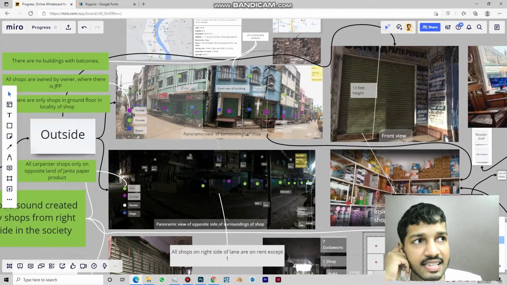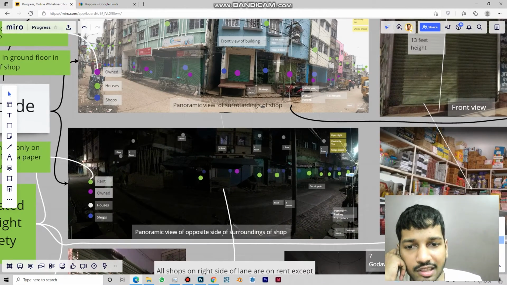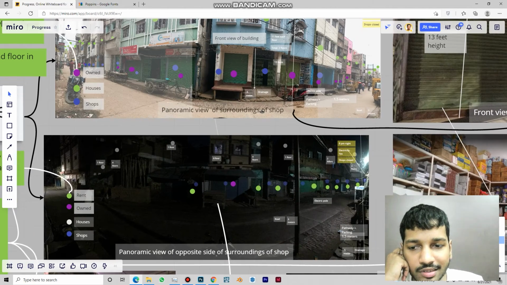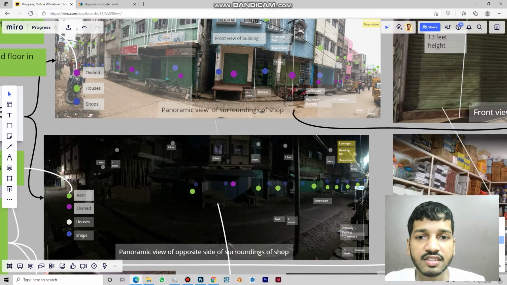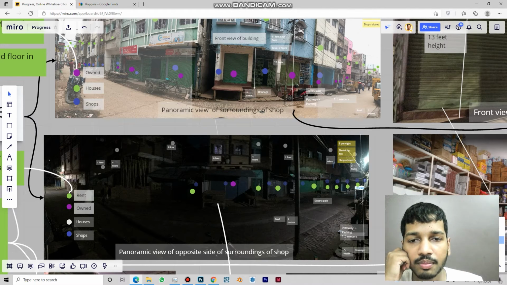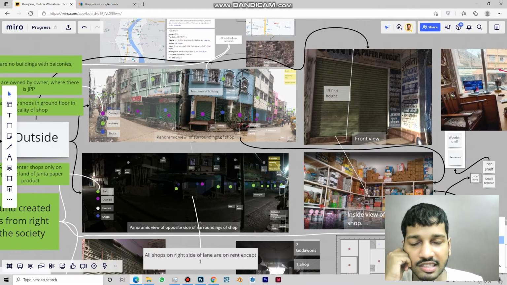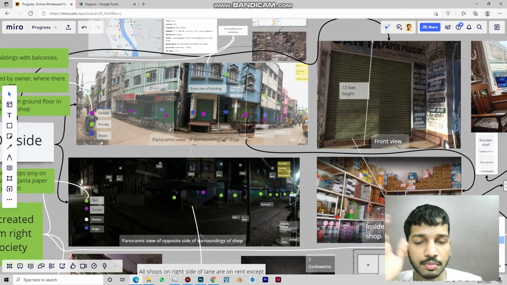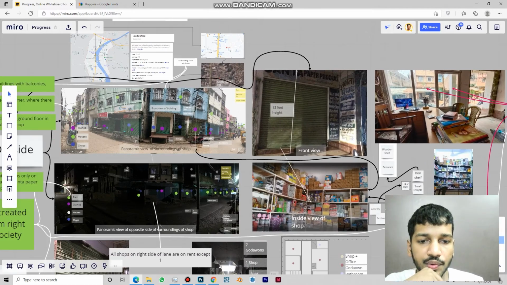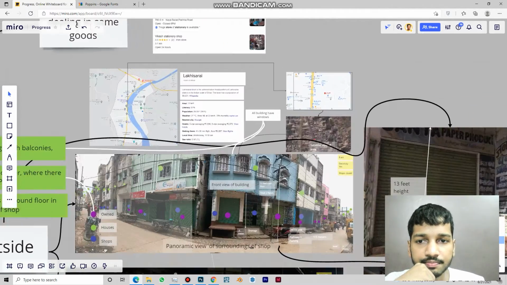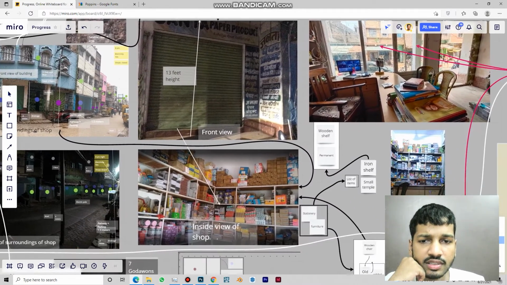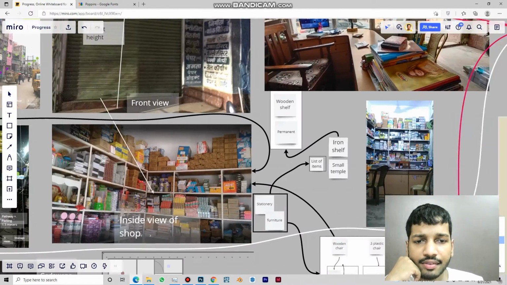On the second side, these are all the shops we see on the opposite side; this will come under a pattern I will talk about later. Most of the shops were on rent. On the other side of the lane, where there is the Jadapur product, most of the shops were owned by themselves. So there is a very big difference that I observed over there, and the height of the area. Again, the same things: how the shops are, the height inside of the shops.